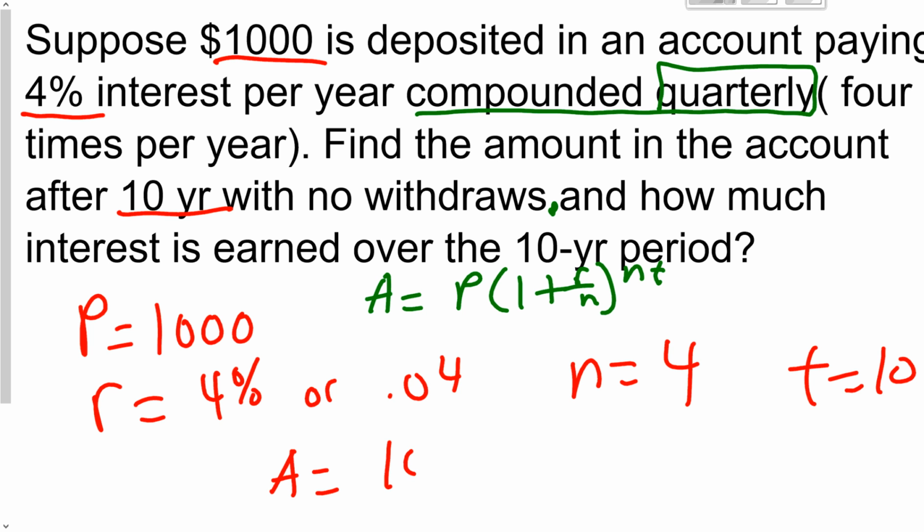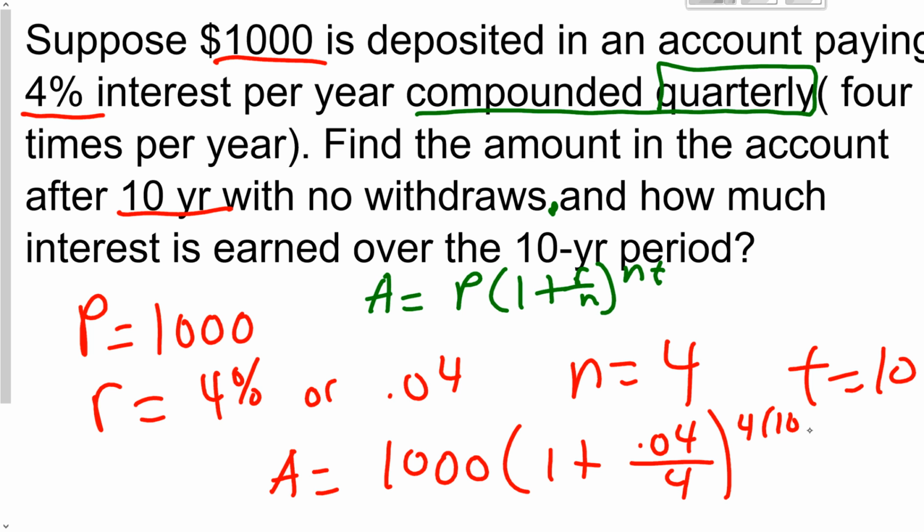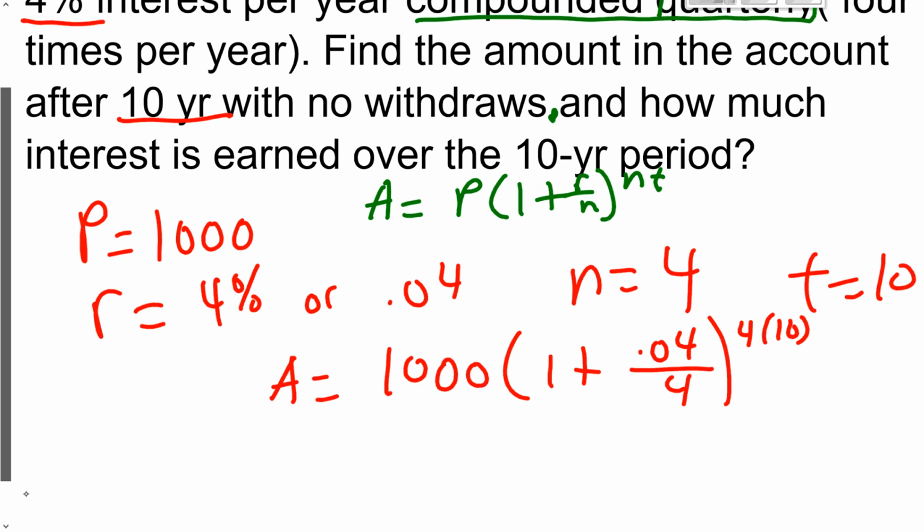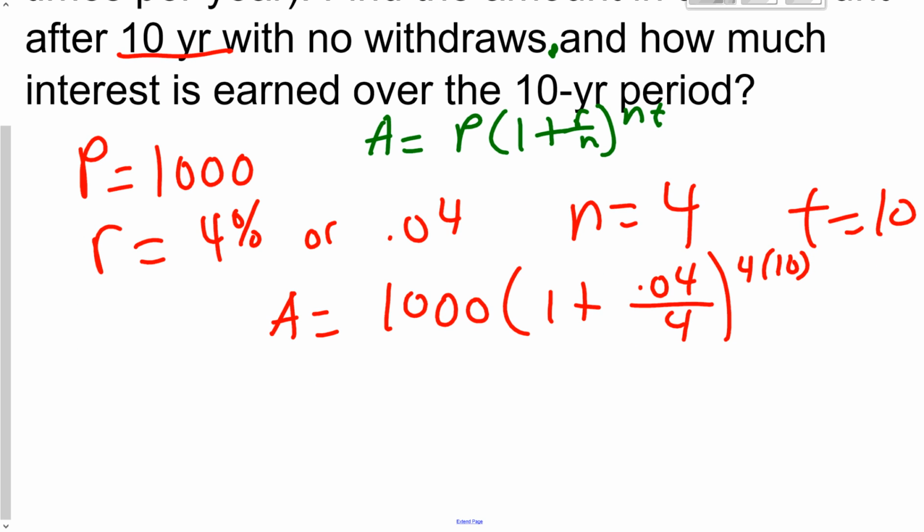A equals 1,000 times 1 plus our R, which is 0.04, over our N, which is 4, and then raised to the 4 times 10. And then we can enter that just like that in the calculator, and it will give us our answer. Or we can take this 0.04 and divide that by 4 first. But you can directly enter this into the calculator. If you just want some practice just doing it, I'm just going to do it one at a time.